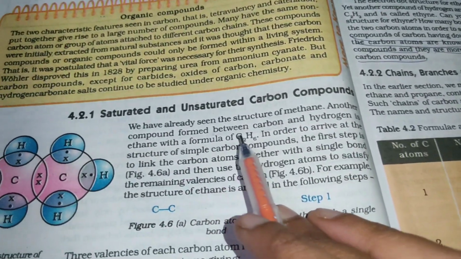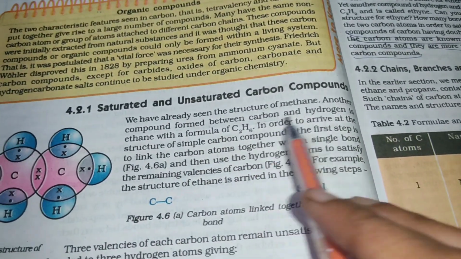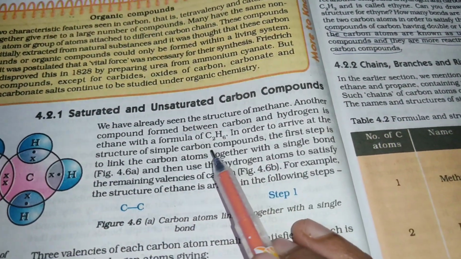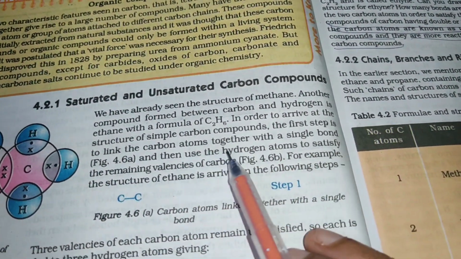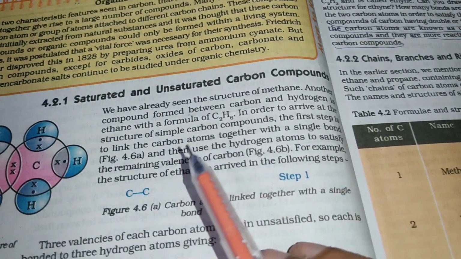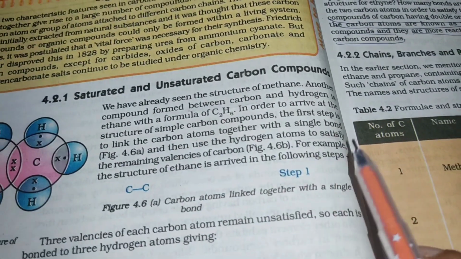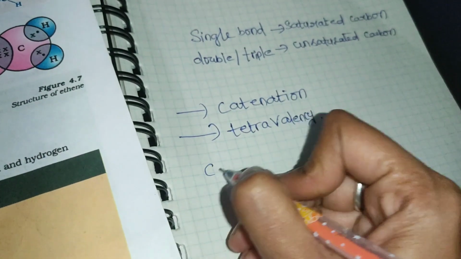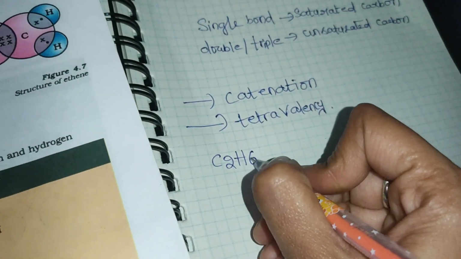CH4, right? Another compound formed between carbon and hydrogen is ethane, C2H6. In order to arrive at the structure of simple carbon compounds, the first step is to link the carbon atoms together with a single bond. So ethane is C2H6, with 2 carbon atoms.